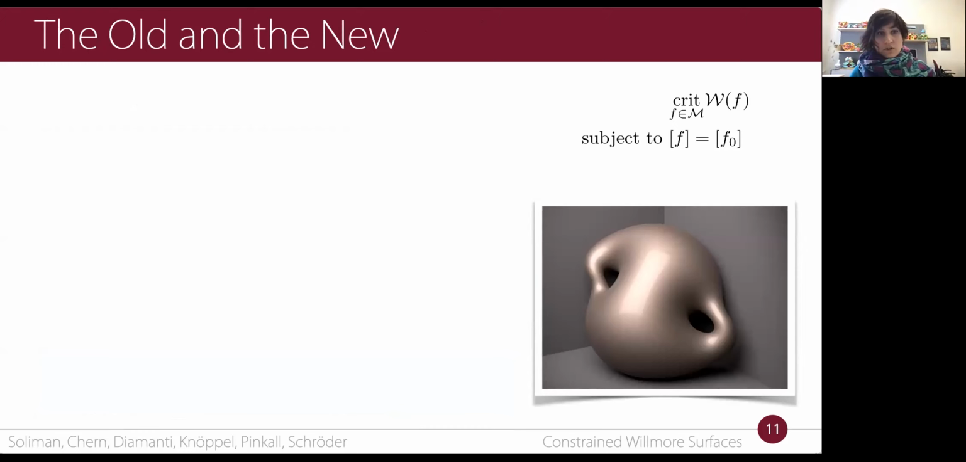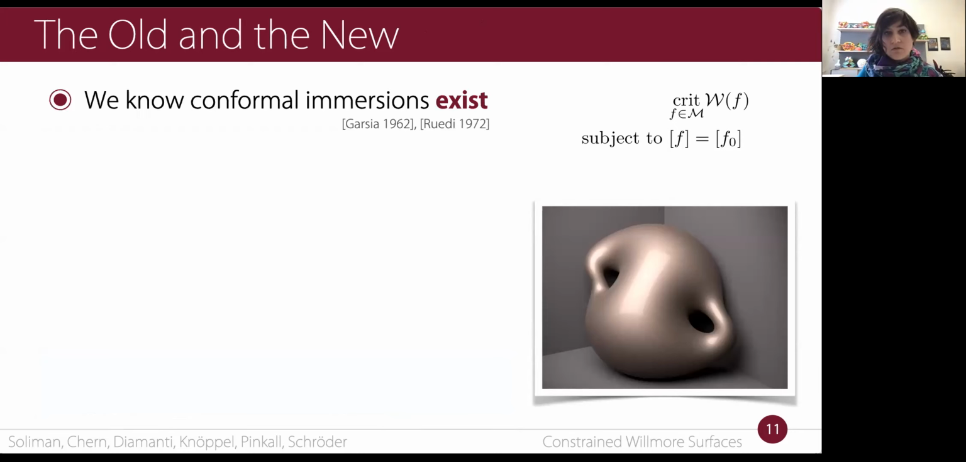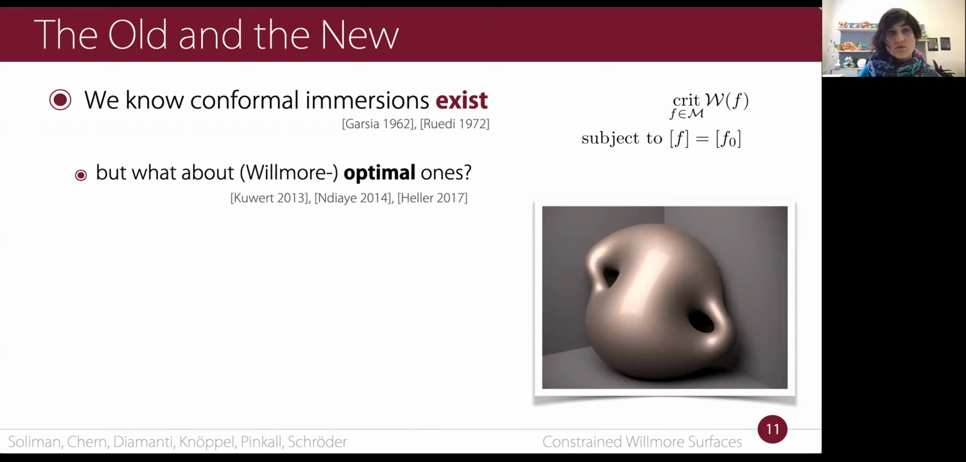Okay, so this is my problem, and I'd like to spend a little bit of time talking about what we know about this. From the mathematical side of things, we know that arbitrary conformal immersions of given conformal structures exist. So this is a case when we're not actually caring about Willmore. When we do start looking at optimal immersions, then we know less. There are some theoretical examples, and there are also some actual surfaces that we know of that are constrained Willmore, but only in special cases.